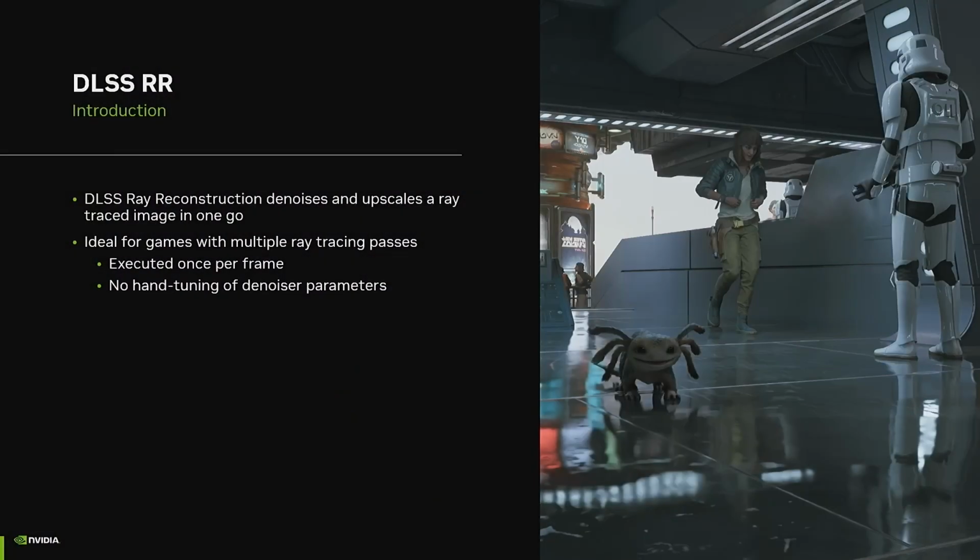First of all, as I mentioned, DLSS RR is for denoising and upscaling a ray traced image in one go. Some of you might be aware of DLSS SR, which stands for super resolution, which is about anti-aliasing and upscaling. These features share a bunch of similarities. RR is ideal for games with multiple ray tracing passes. There are no parameters that you need to tune. And, you know, it's just easy, it just works. So let's see how it's actually integrated.